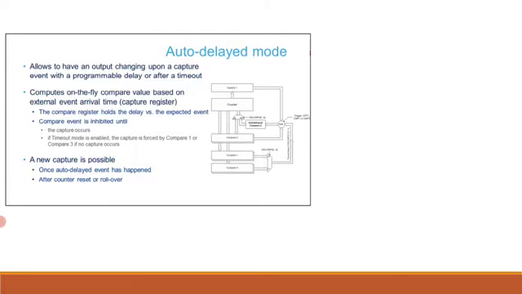So this is about auto delayed mode, which computes on the fly the compare value on external event arriving time capture. A new capture is possible once the auto delayed event has happened after counter reset or rollover.